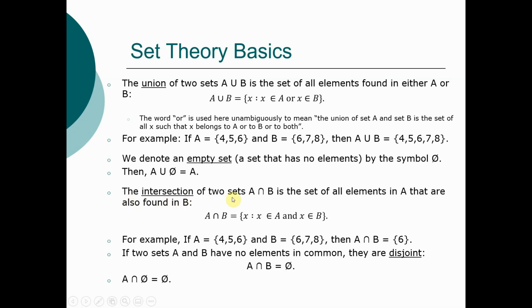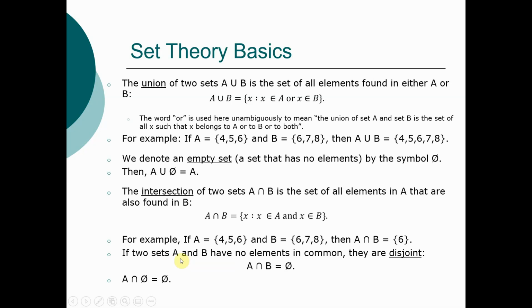Also, the intersection of two sets A and B is the set of all elements in A that are also found in B. So it's basically the common elements between A and B. For example, if A is again 4, 5, 6, and B is 6, 7, 8, then A intersection B is only 6, because 6 is the only element found in both sets.